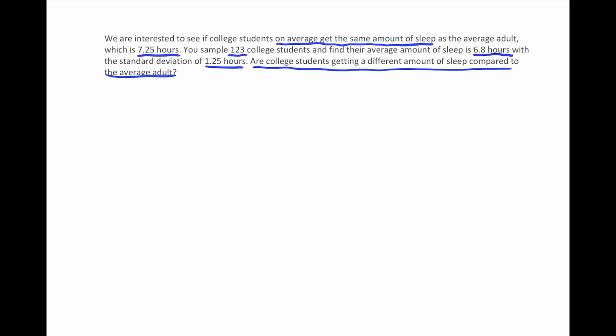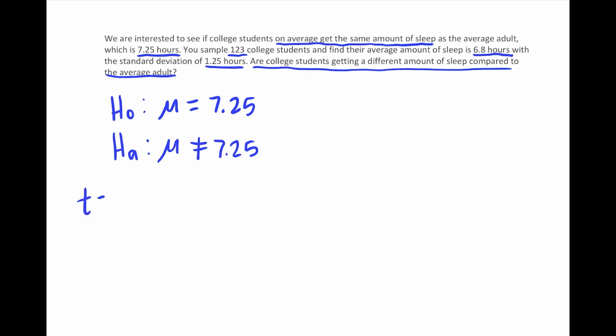In order to start this, we must start by writing our null and alternate hypothesis. Our alternate hypothesis is the one that matches our research question. In this case, the alternate hypothesis is that our college average is different from 7.25 hours of sleep. So we want to know, is the population average for college students different from 7.25 hours? Our null hypothesis is that they're getting the same amount of sleep, so mu equals 7.25.